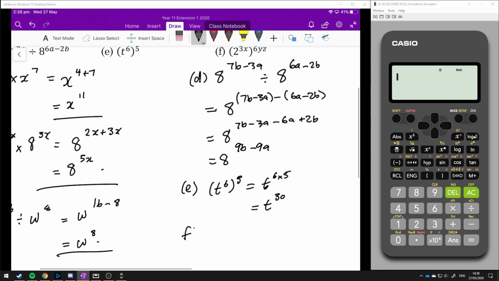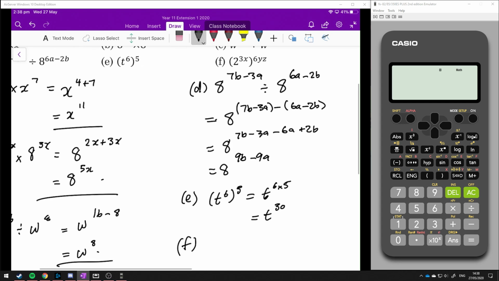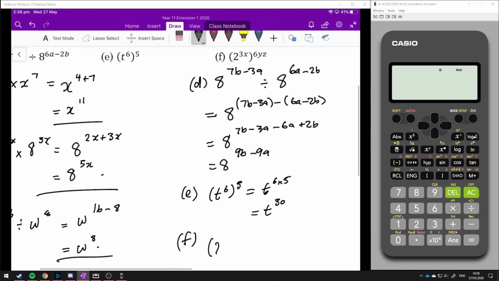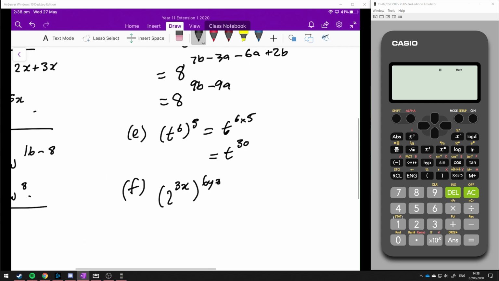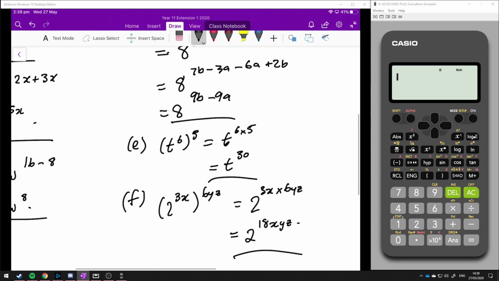And for F, the final one for this example, we've got 2 to the power of 3x, lots of 6yz. So to solve this one, same thing, we're going to just multiply the powers. So 3x times 6yz, and that gives us 2 to the power of 18xyz, and that's our final answer.